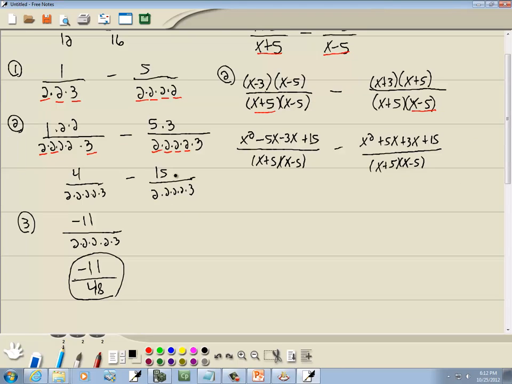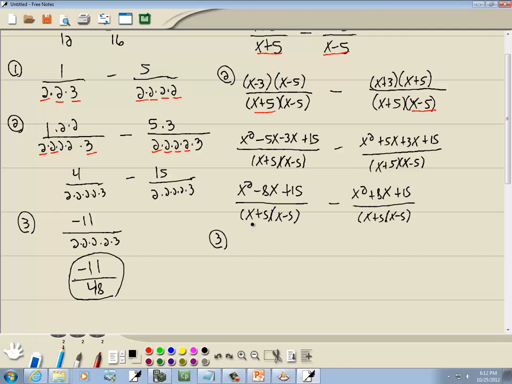Combine together some like terms. So we got x squared, negative 5x, negative 3x is negative 8x plus 15 over this. Minus x squared, 5x plus 3x gives us 8x plus 15 over that.